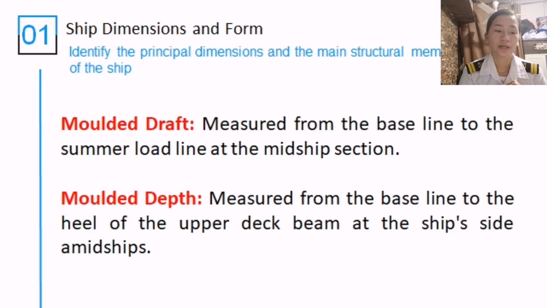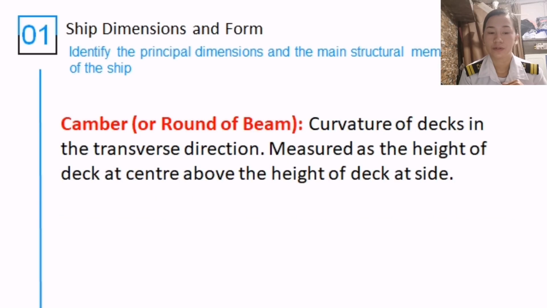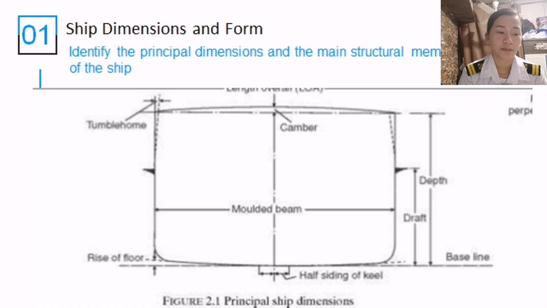So next we have our camber or the round of beam. So kaning camber or round of beam, class, this is a curvature of decks in the transverse direction. So this is measured as the height of the deck at center above the height of deck at side. Okay? So in this picture, makita na to atong camber.